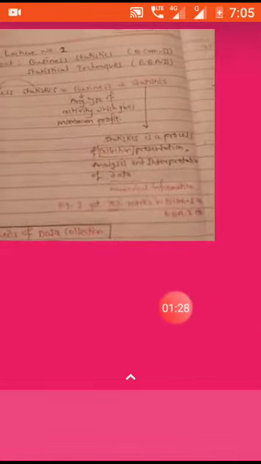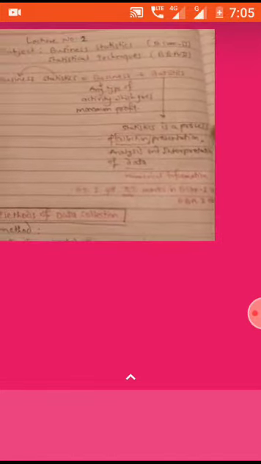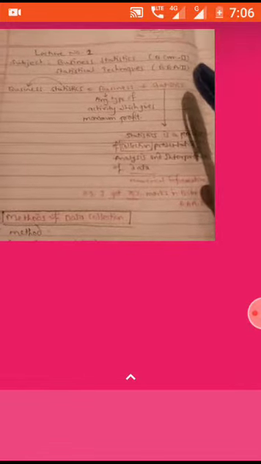Numerical information means what? Suppose the statement is "I am very clever." This is not numerical information. That's why it is not suitable in our subject, statistics. But for example, "I got 70% marks in BCom first year or BBA first year." This numerical information is helpful for analytical techniques in the statistics subject.